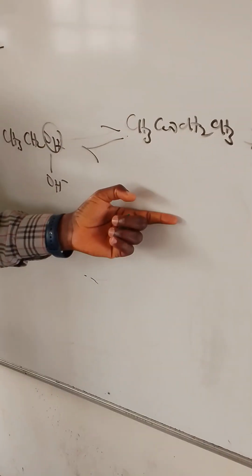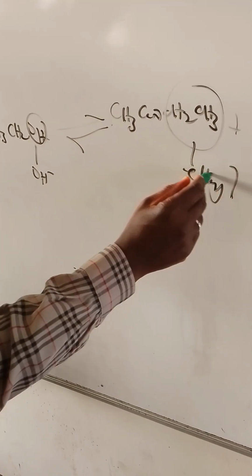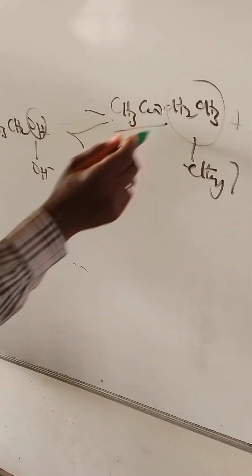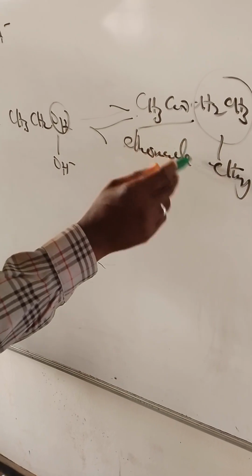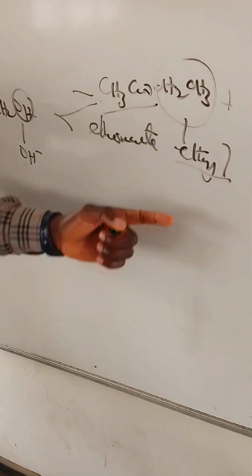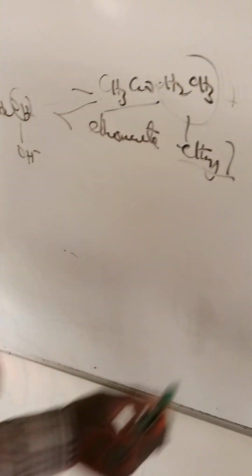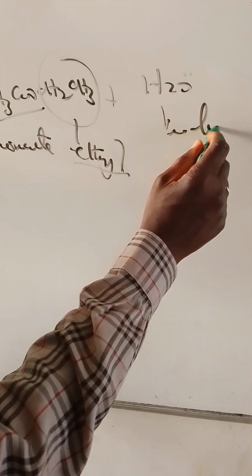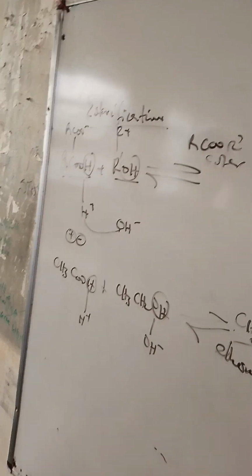And the name of this, if you want to call this, you name this first. This one is called ethyl, and this one is called ethanoate. So how do you call it? It's called ethyl ethanoate, and this is ester, and water is formed as a byproduct. And the name of the reaction is called esterification reaction.